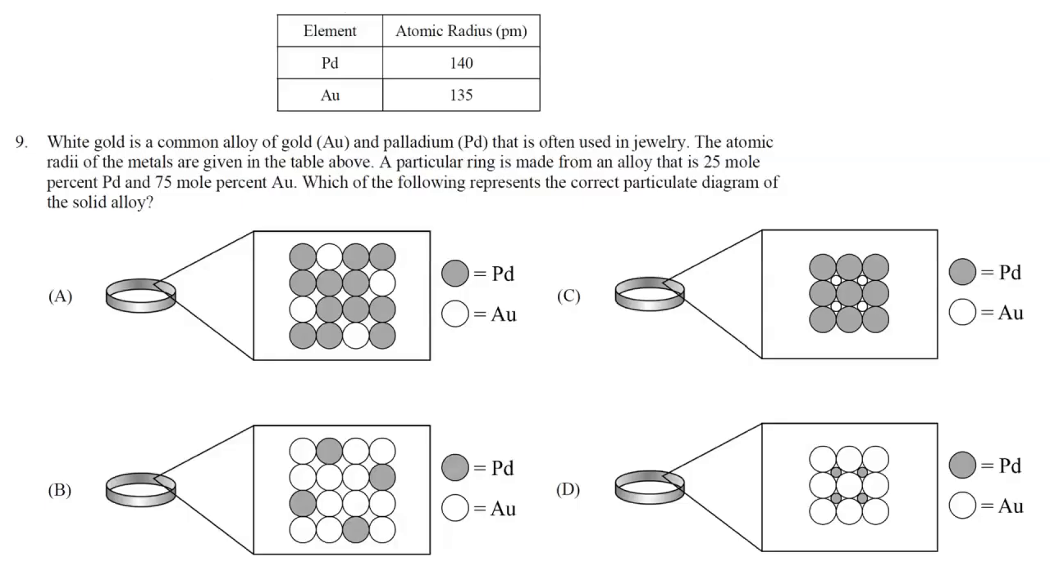Now, let's take a look at question 9. Question 9 says white gold is a common alloy of gold, Au, and palladium, Pd, that is often used in jewelry. The atomic radii of the metals are given in the table above. A particular ring is made from an alloy that is 25 mole percent palladium and 75 mole percent gold. Which of the following represents the correct particulate diagram of the solid alloy?